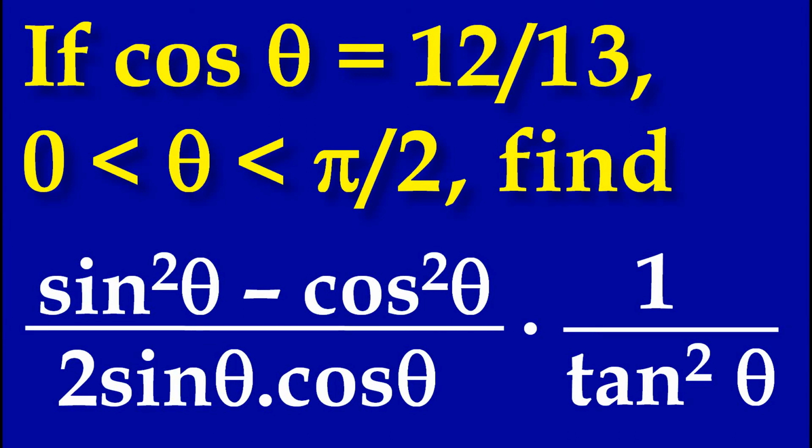Friends, now we have to solve one trigonometric problem. If cos theta is equal to 12 upon 13, where theta is greater than 0 and less than pi by 2, we have to find the value of this given trigonometric function: (sin square theta minus cos square theta) upon 2 sin theta cos theta, into 1 upon tan square theta. So we have to find the value of this function.